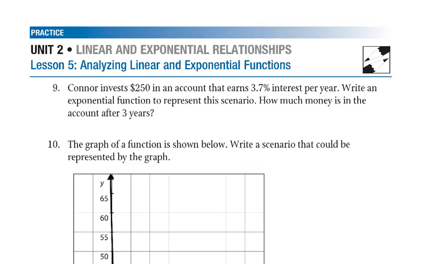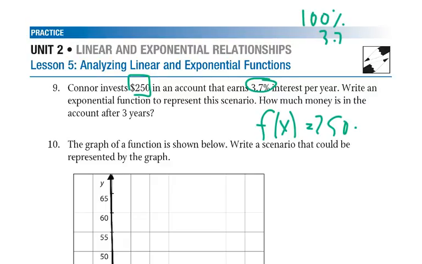Number 9. Connor invests $250 in an account that earns 3.7% interest per year. Write an exponential function to represent this scenario. How much money is in the account after 3 years? So they start, so f of x equals 250. Then what are we multiplying by? Not by 3.7. Remember, with investments, you take 100% and you add the interest onto it. So it would be 103.7%, or 1.037 to the x.